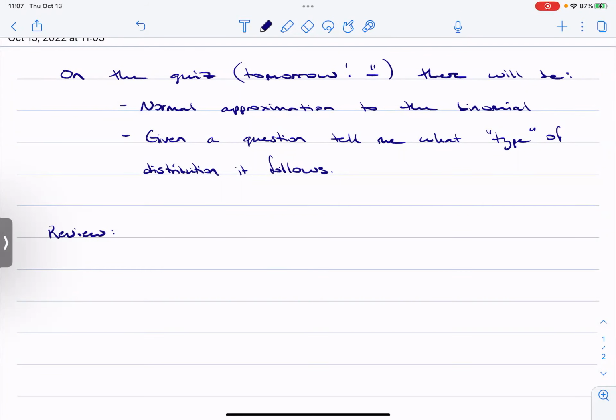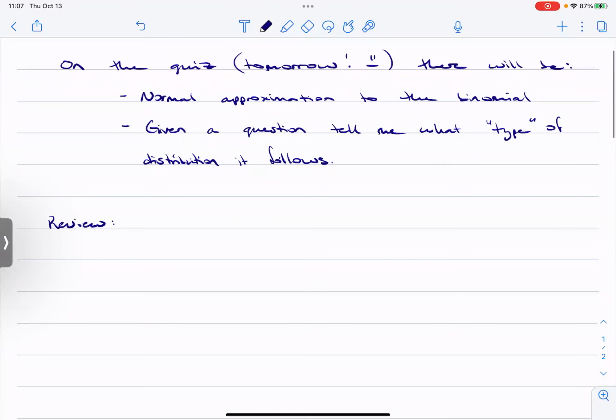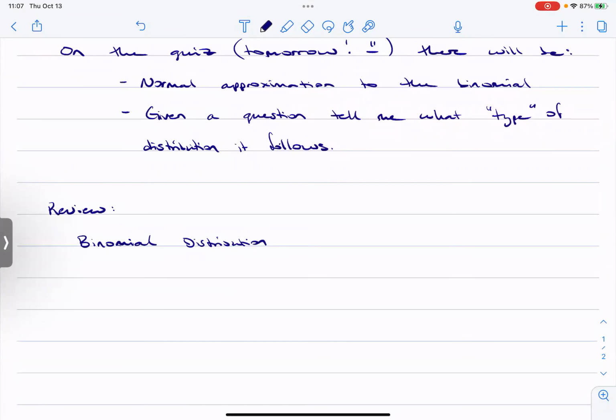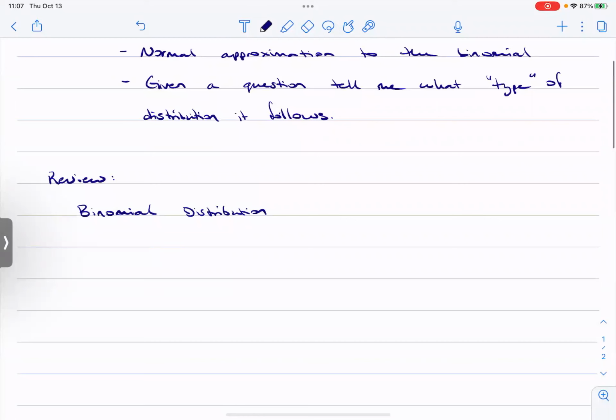So for some review, we talked about the binomial distribution. And we said, okay, the binomial distribution helps us find the probability of some number of successes in n trials, right? And so we can find the probability that x equals k, where x equals k is just shorthand for the probability of k successes.